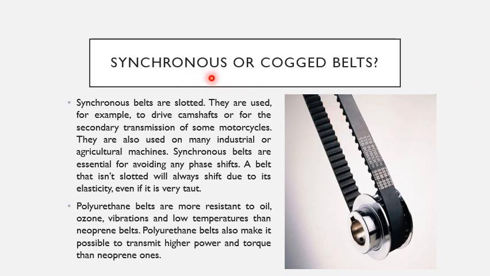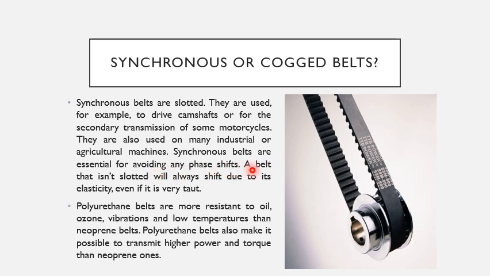So this is similar to the grooved V belt. These are called synchronous or cogged belts, though these are slotted. They are used, for example, to drive camshafts or for the secondary transmission of some motorcycles. They are also used for many industrial or agricultural applications. Synchronous belts are essential for avoiding any phase shift.